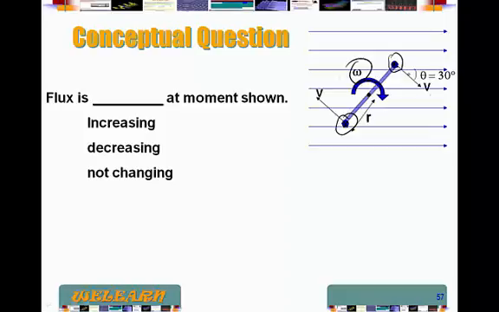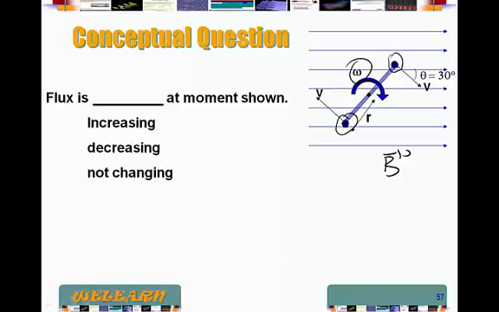So this end is moving with a velocity v at this instant, while this end is moving with a velocity v in the opposite direction. At the instant shown, the blue lines are the magnetic field lines, and what's important is that the normal to the loop is making an angle of 30 degrees with the magnetic field. They are asking us about the flux at the moment shown. Is it increasing, decreasing, or not changing?